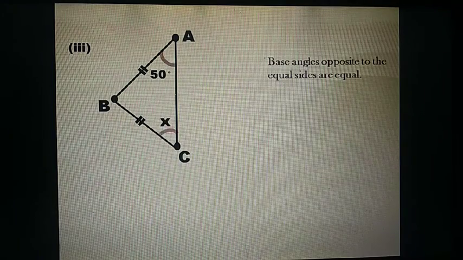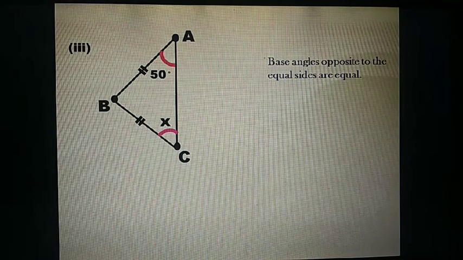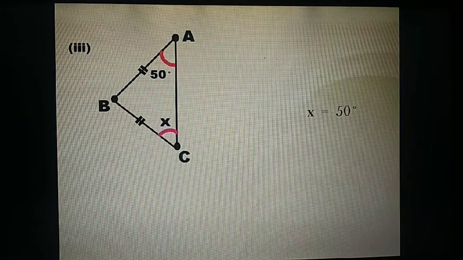Moving to the third figure. Again, it's an isosceles triangle. AB and BC are equal. Side left is AC. So the base angles are angle A and angle C. So by this property only we can say that x is equal to 50 degrees.